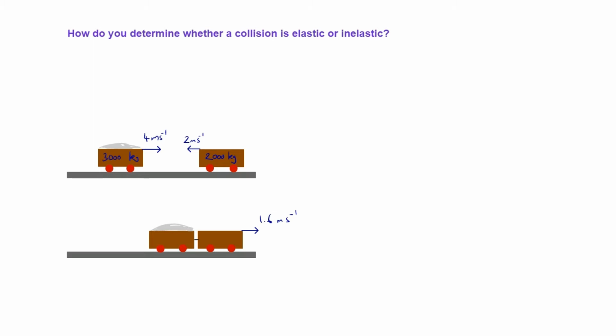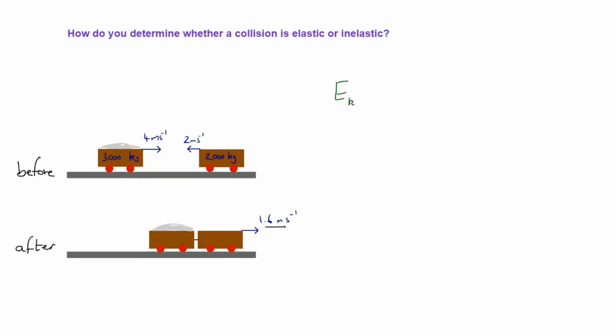Before the collision, we had the two carriages moving towards each other, one of 3,000 kilograms at 4 meters per second, and one at 2 meters per second but only 2,000 kilograms. After, they linked together and we calculated their final velocity, which was plus 1.6 meters per second. To see if it's elastic, we need to find out if the kinetic energy before and after is the same. So we just do some calculations.